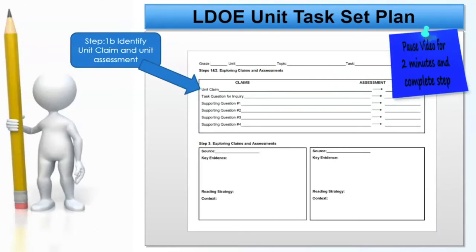Step 1B is to identify the unit claim and unit assessment. This information will go here in this box, unit claim, and the assessment corresponding out to the right. You'll find this again at the beginning, as well as the suggestion of how the state says that you can assess that information. Go ahead and pause again for another 2 minutes to complete this step.